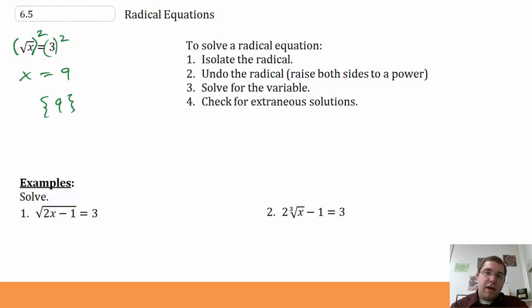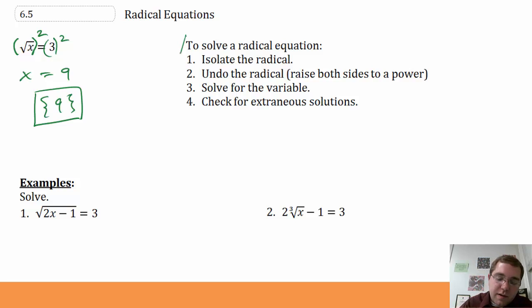I should always check and make sure it is actually a solution, because like with rational equations, anytime I'm multiplying an equation by a variable or an expression that contains a variable, I'm possibly introducing things that appear to be solutions but really aren't. So I have to check and make sure 9 is a solution, but it is. The square root of 9 is indeed 3, so it satisfies the original equation. So my solution set is 9.